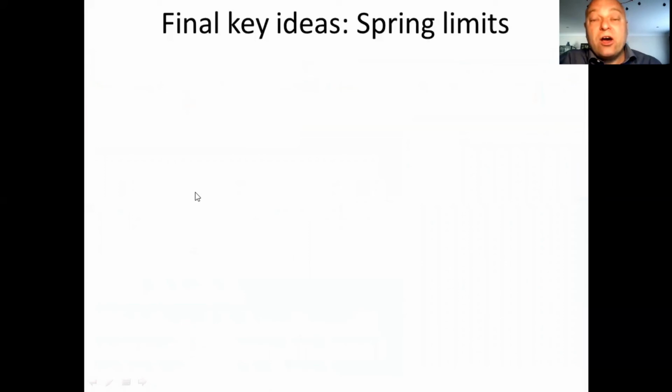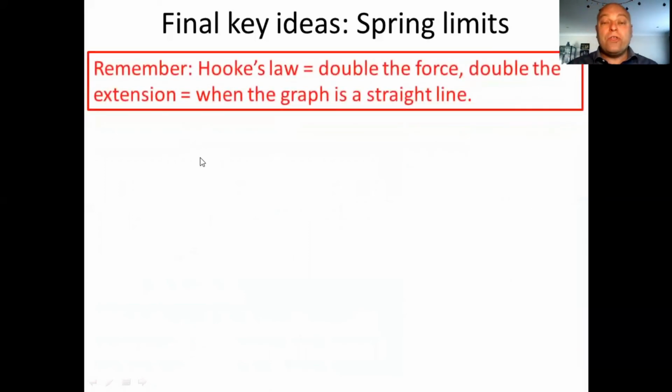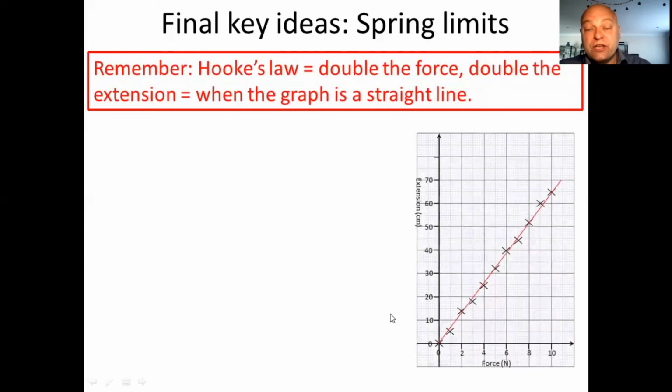So some final key ideas, this time about spring limits. You'll remember Hooke's law, the idea if you double the force on a spring, you double the extension. It's the bit where the graph is a straight line. So you remember doing something a little bit like this previously, where you can see here, there's a nice straight line. If you double the force, you double the extension.